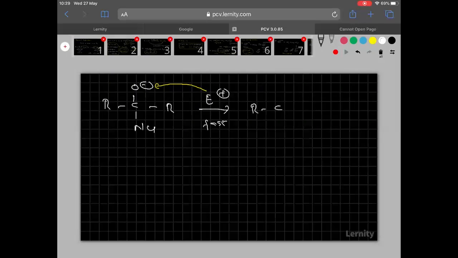Followed. Then what happened? R, C, and the oxygen is bonded to the electrophile. Then here R. I hope you are able to understand this one. Completed. Then the rate depends on what factors?